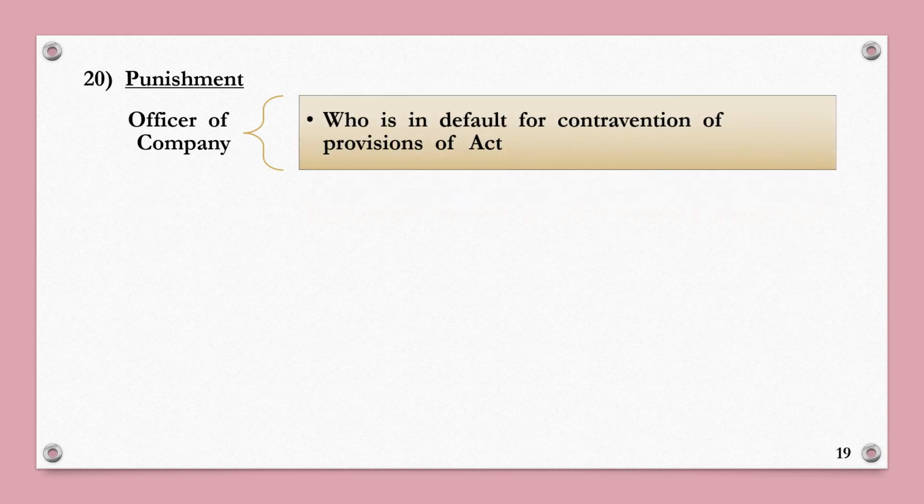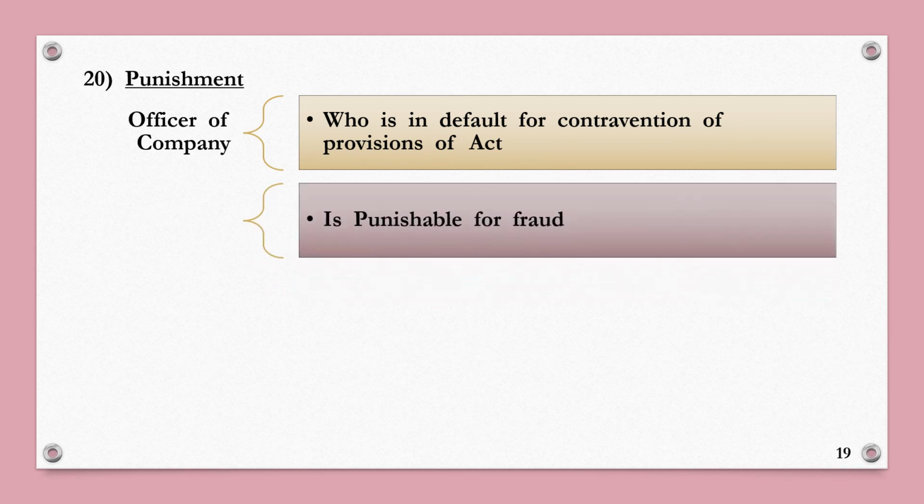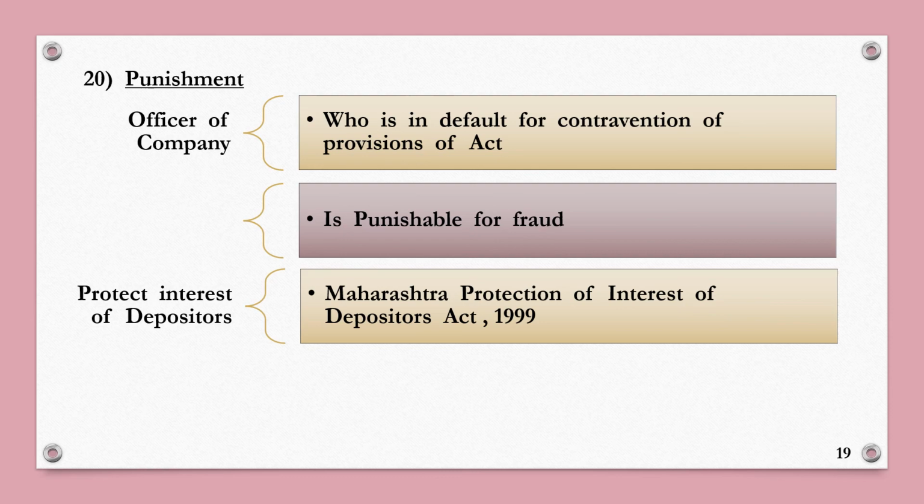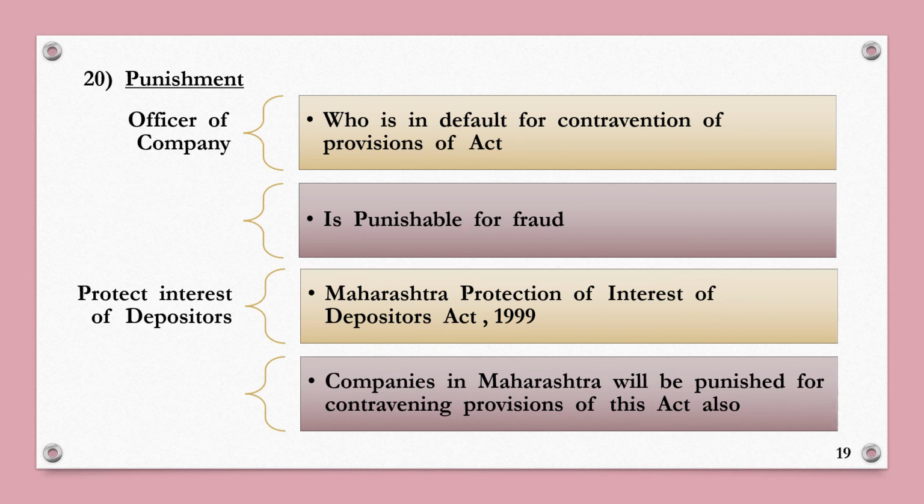Let us now move towards the last and the 20th condition which is related to punishment. The Companies Act specifies that any officer of company who makes default and goes against the provisions of the Companies Act is punishable for such a fraud made by him or her. Further, in order to protect the interest of depositors in the state of Maharashtra, the state government has passed Maharashtra Protection of Interest of Depositors Act 1999. It states that companies in Maharashtra will be punished for contravening, that is going against the provisions of this act also. So with this we have completed all the 20 conditions related to the acceptance of deposits.